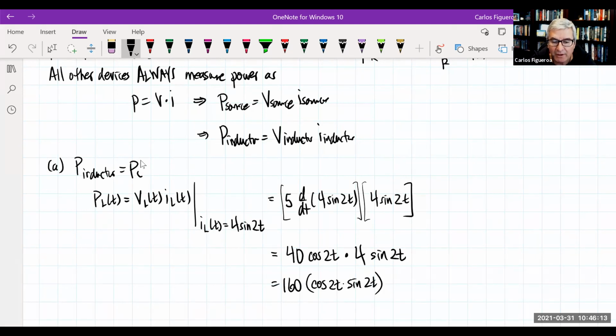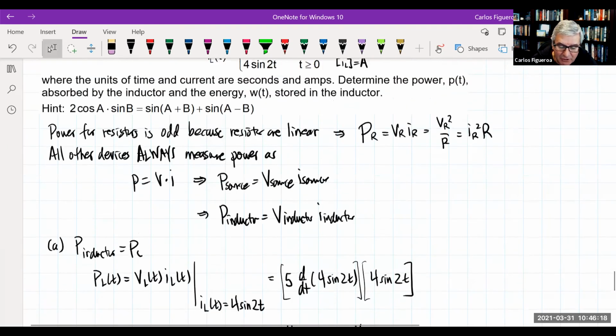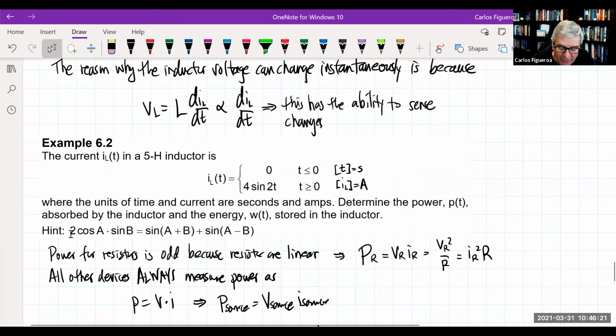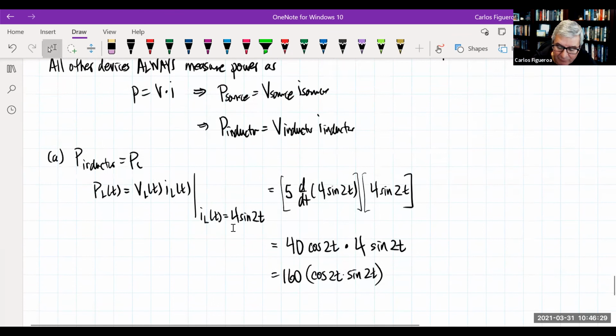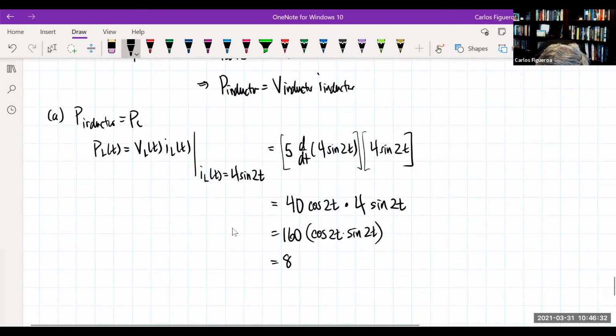Now, what do I know about this thing here? Well, for starters, there's a hint up here that you can use this relationship. If I have cosine of 2t times sine of 2t, then this is going to be 80 times 2 cosine of 2t sine of 2t. And then I use the identity. That identity says it's got to be 80.